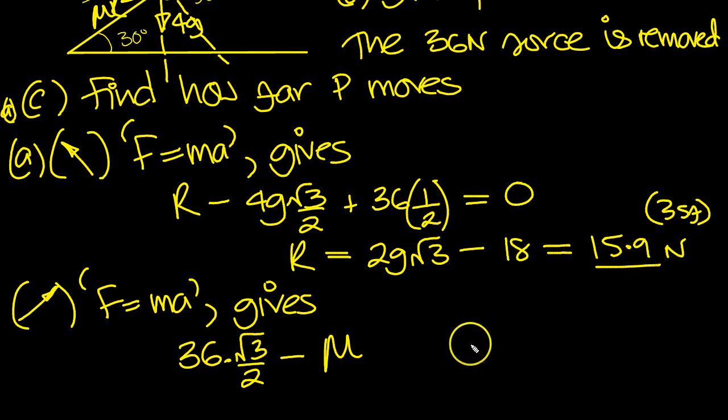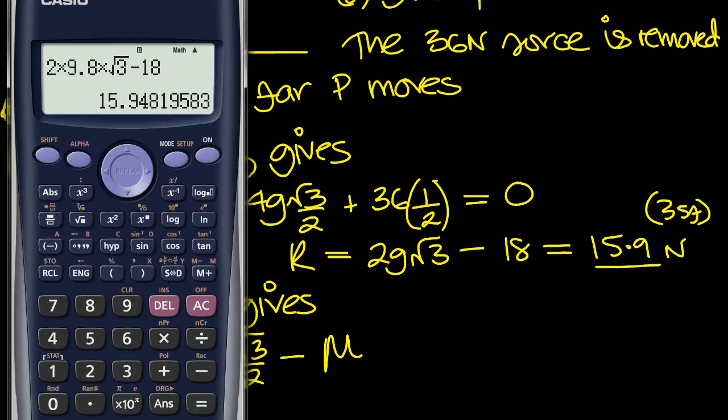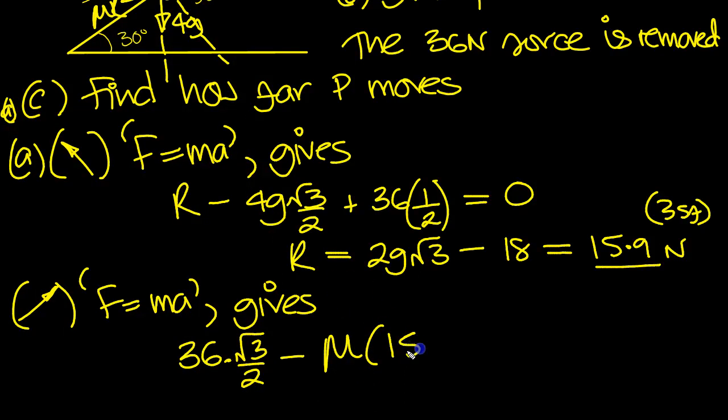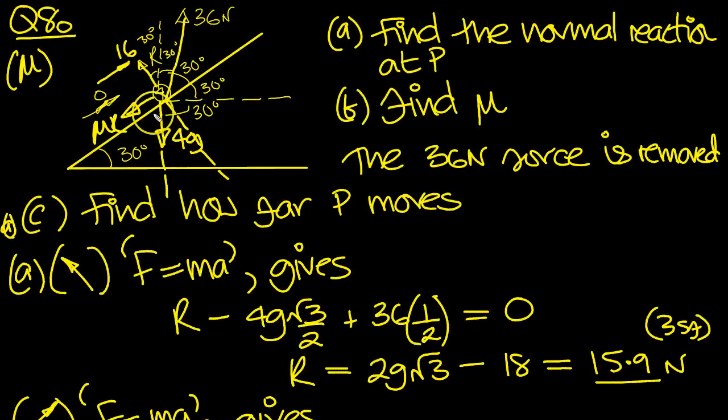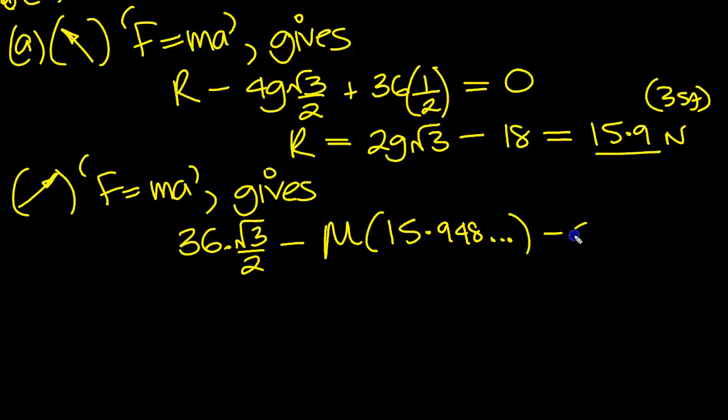R is the 15.9, but I'm going to use a more accurate version here, 15.948. So I'll put that down here, minus mu R. And then we've also got another force, so it's 36 cos 30 minus mu R minus 4g cos of this angle. This is 30, so this is 60. 4g cos 60, and cos 60 is sine 30, which is a half.